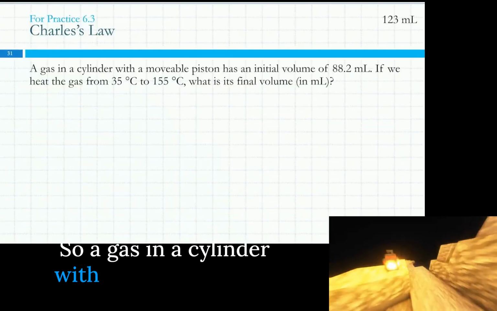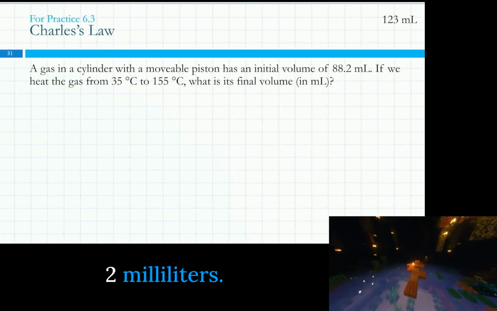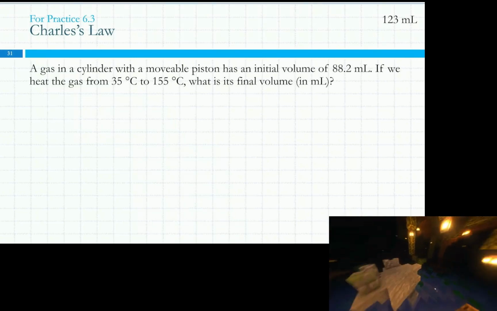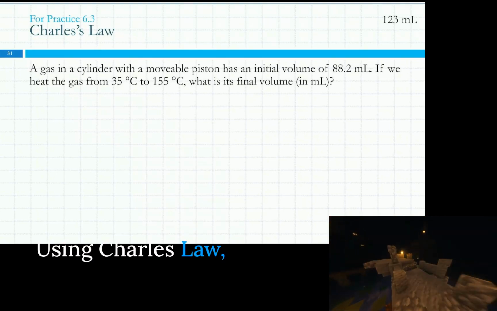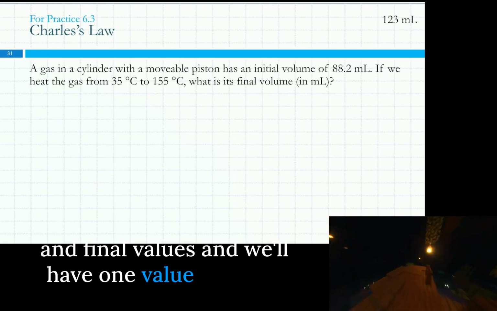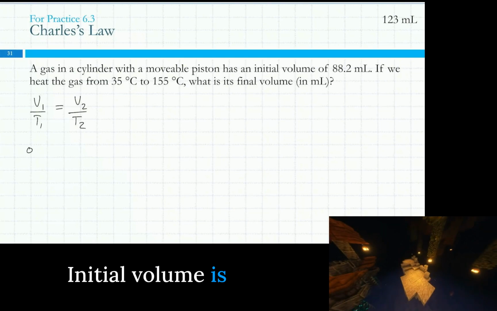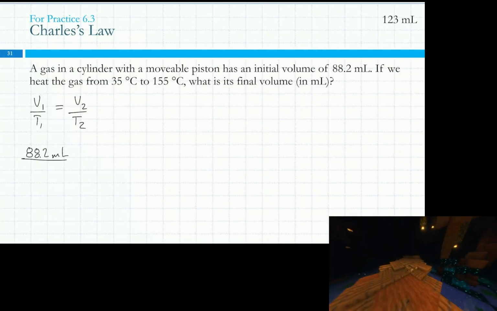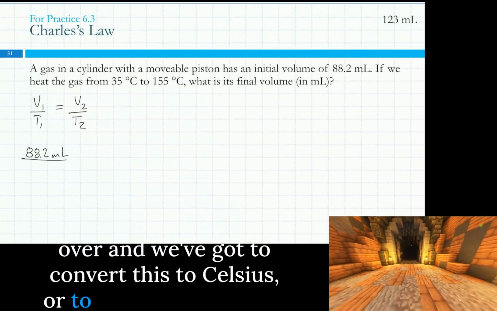So gas in a cylinder with a movable piston has an initial volume of 88.2 milliliters. We heat the gas from 35 degrees C to 155. What is the final volume in milliliters? Using Charles' law, pretty simple problem. We just have to plug in our initial and final values, and we'll have one value, the final volume, that we can't fill in. Initial volume is 88.2 over, and we got to convert this to Celsius or to Kelvin.